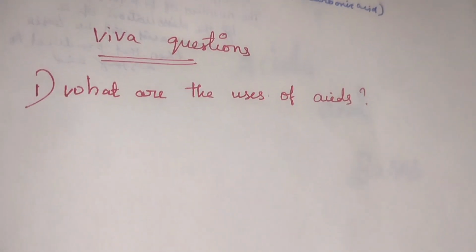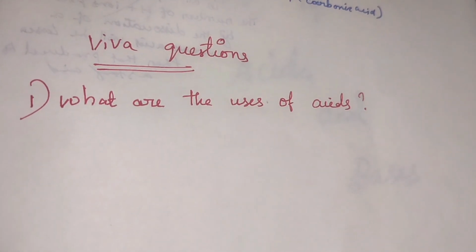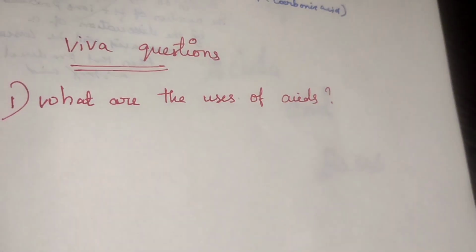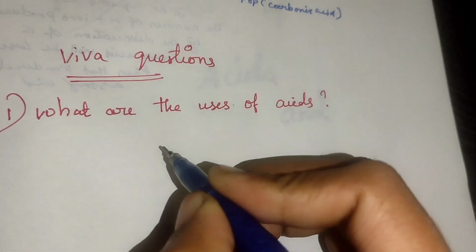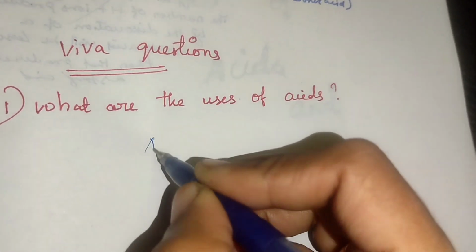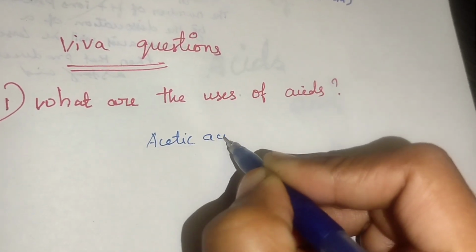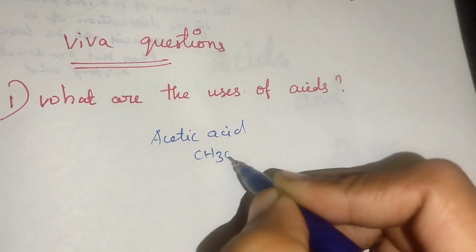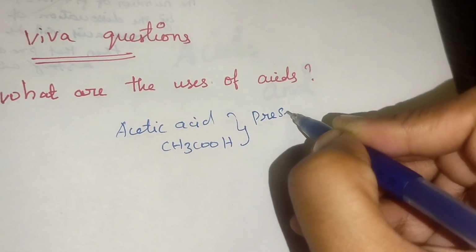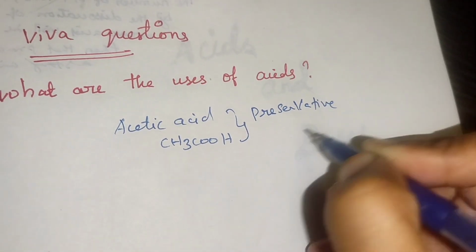Here we are going to see some of the viva questions which are asked in the practical examination. So the first question is, what are the uses of acid? Some acids are used as preservatives in pickle. For example, acetic acid. What is the formula for acetic acid? CH3COOH. This acetic acid is used as a preservative in pickles.